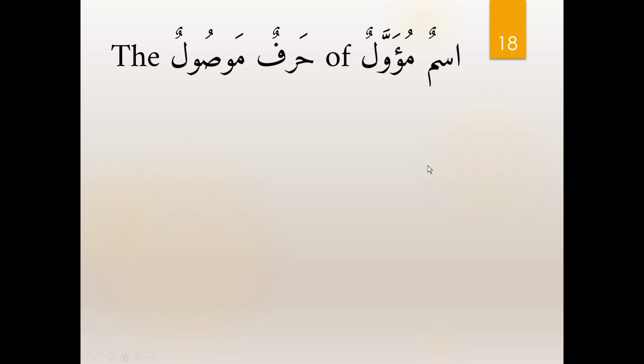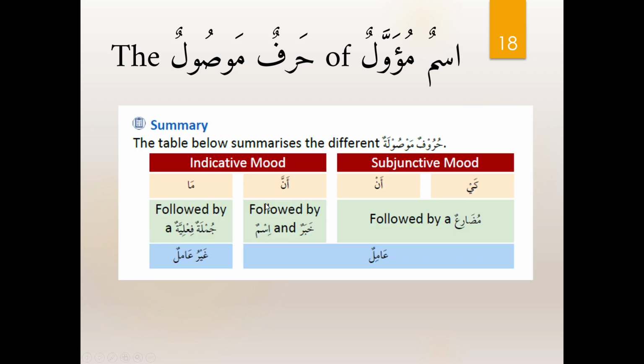And I've put a little summary table here of what we've just gone through. The indicative mood with anna and ma, the subjunctive mood with kai and an. Because it's acting on the mudari, of course you will have this mood on the mudari, and anna will act on the ism, and that's why the first three are amil, and ma is just ghayru amil. So these are the properties of the different types of hurufs that we were looking at, inshallah.